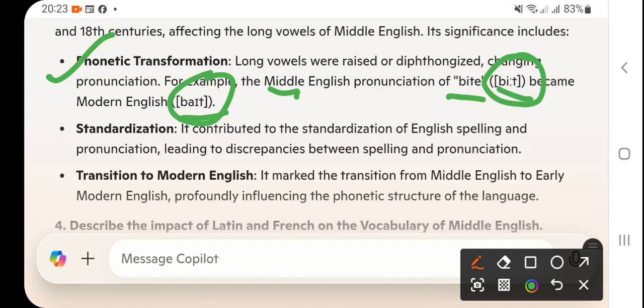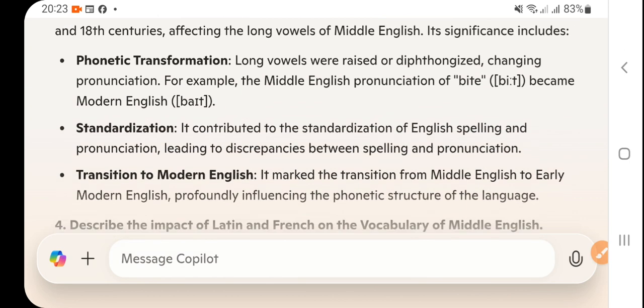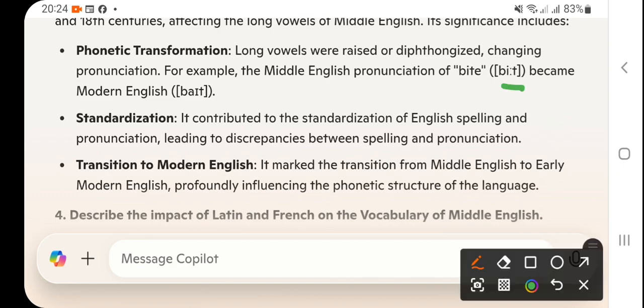So that is beat, that's a great vowel sound or long vowel, right? That's a long vowel. And that is diphthongized, which means this sound changes into I, right? So that is phonetic transcription, and that affects the Great Vowel Shift, right? So that's a vowel shift when this I shifts to AI. They are saying that long vowels were raised or diphthongized, right? Changing pronunciation. So this is diphthongized this way. This is Middle English and this is Modern English. Same word, bite or beat.